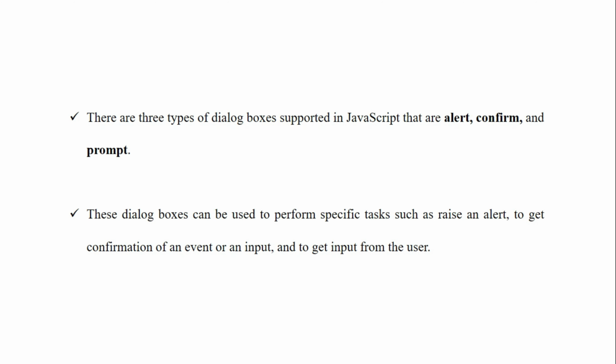Okay, before starting what is meant by alert dialog box, let's see what is meant by dialog box. There are three types of dialog boxes supported in JavaScript and these are alert, confirm and prompt dialog box. We can discuss all the three types of dialog box with their example in separate lectures. These dialog boxes can be used to perform specific tasks such as raise an event, to get confirmation of an event, and to get input from the user.